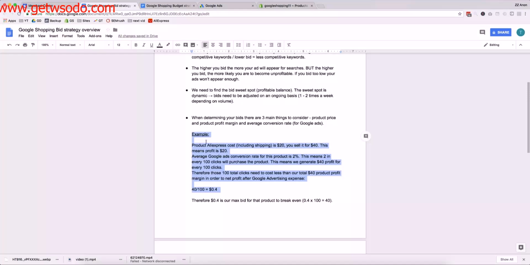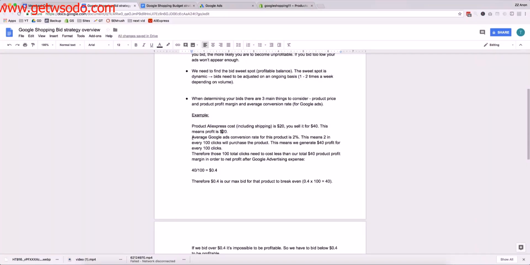So let's say we're selling a product on AliExpress. Let's use the same example again: a whiteboard. The product on AliExpress costs us $20 and then we sell it on our store for $40. So our profit is $20. This is our gross profit, because we're not taking into account any advertising expense, we haven't sold it yet. So there's $20 gross profit, not including any other expenses.